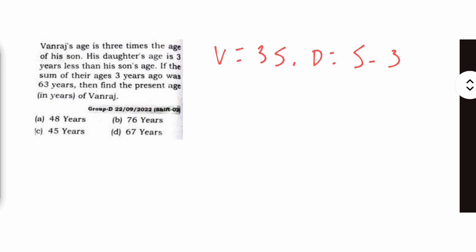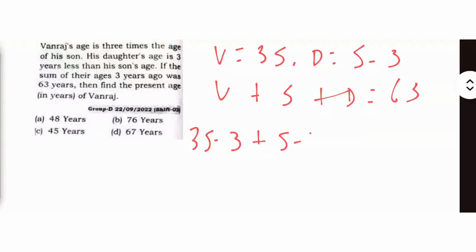See guys, 3 years ago, what will be their ages? We have to find this sum. The sum is given as Vanraj plus son plus daughter. It is given as how much? 63. 3 years ago, what will be the age of Vanraj? It will be 3s minus 3 plus what will be the age of son? S minus 3.